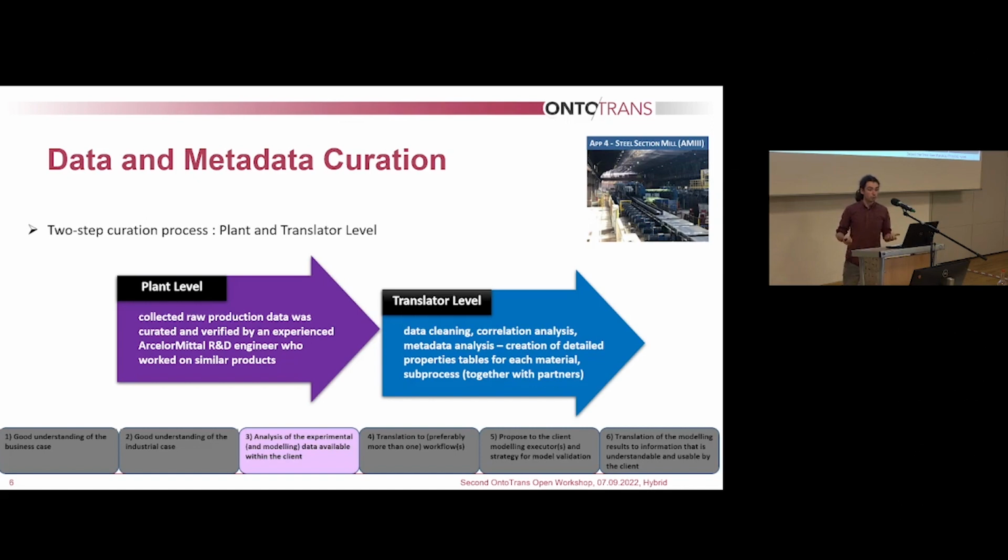So we wanted to use a data-driven model, so we needed to get a lot of data. The first step was the collection of that raw data in the plant by an experienced AM R&D engineer who's worked on these kinds of projects before. Then this was communicated to us as translators. We performed data cleaning and correlation analysis. We went into great depth on metadata analysis. This gave us a fuller picture of the industrial and business case, and this was all communicated back to the other partners in the consortium.